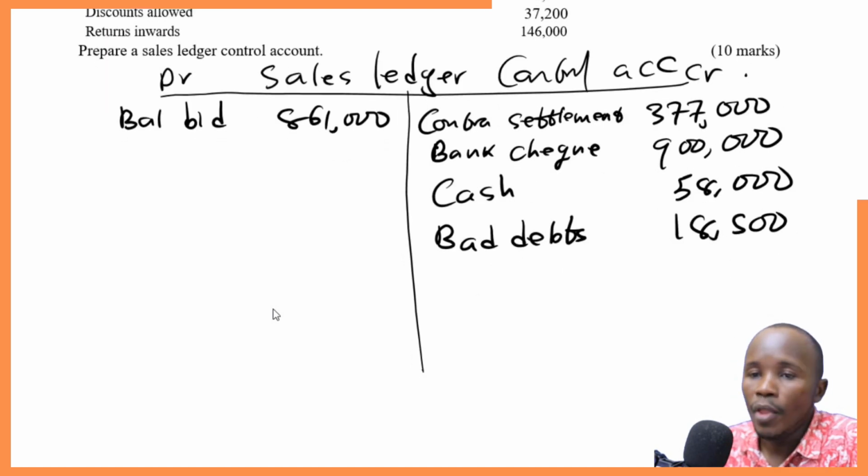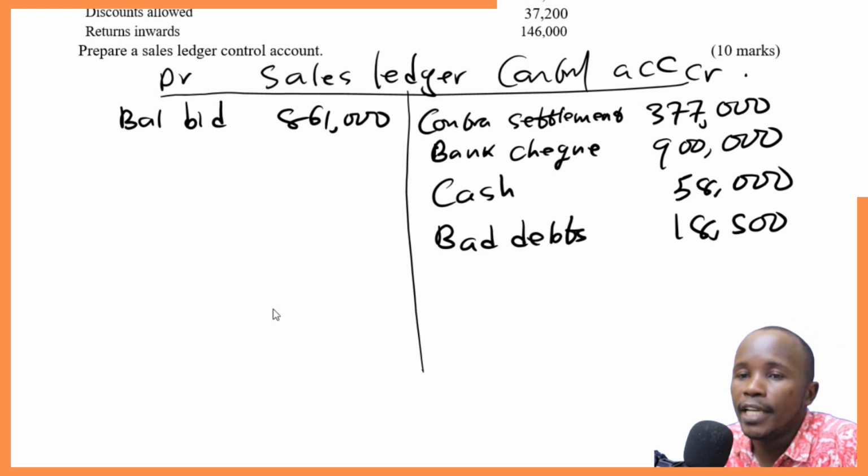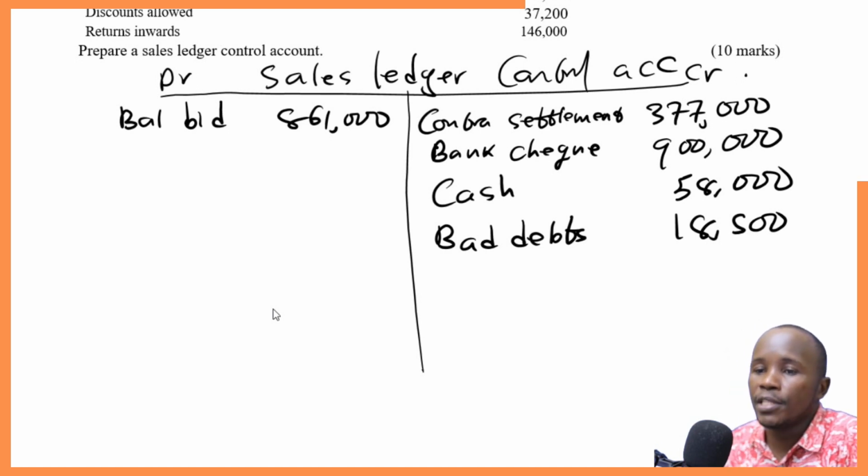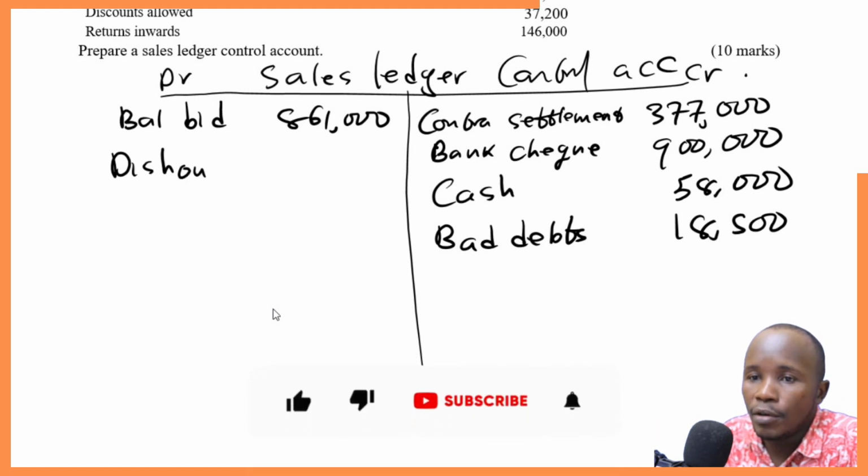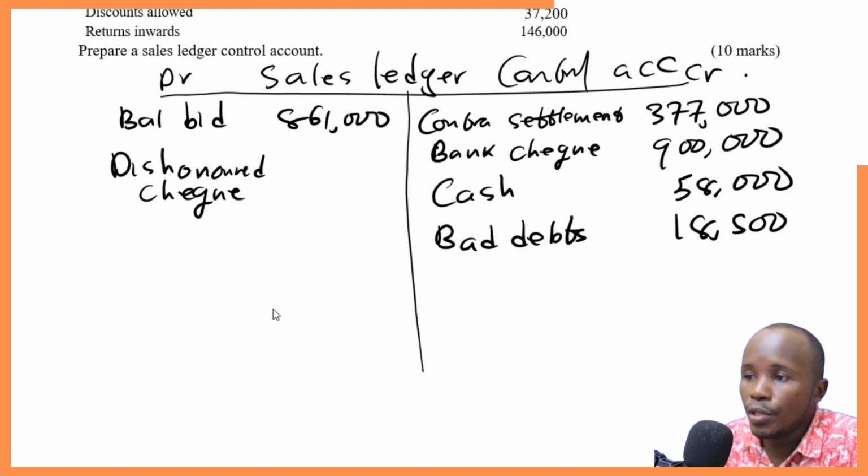Dishonored check. Now you see, with the dishonored check, you had credited your accounts receivable by the fact that you had received a check. Like the previous example, the check here was on the credit side. But at this point, the check has been dishonored. It therefore means the debtor still remains. So the dishonored check will be debited, because this amount has not actually reduced your debtors.